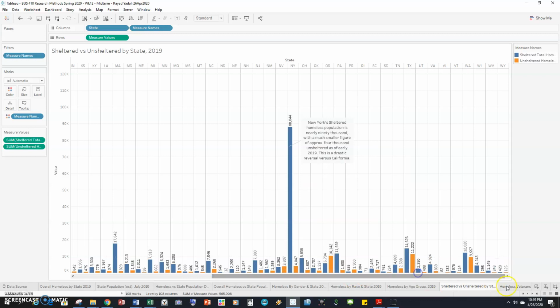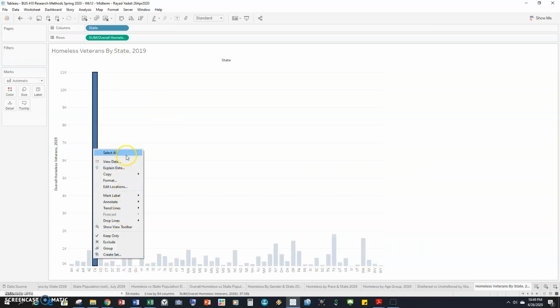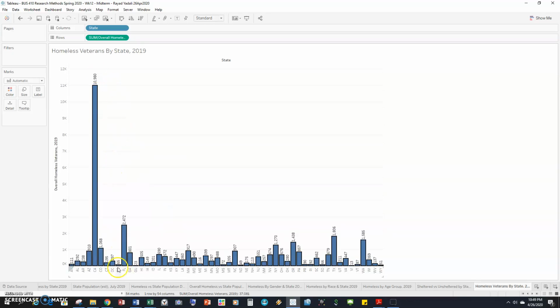And the last piece of information I pulled was just by homeless veteran population. And actually, I forgot to add the numbers here. Let's mark show all. You'll see the homeless veterans by state. California stands out drastically at over 11,000, whereas, where's New York? New York has 1,200. Texas has about 1,800, so on and so forth. So it's definitely something that stands out.